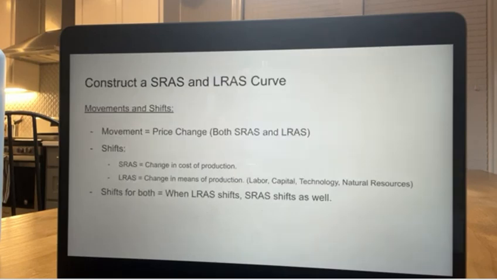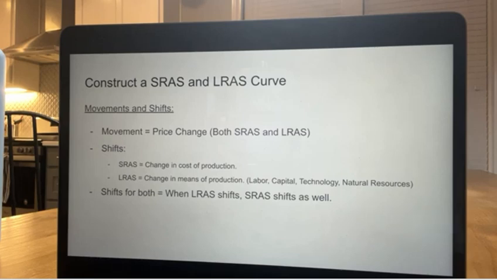So to construct a short-run aggregate supply and long-run aggregate supply curve, there are movements and shifts. A movement comes from price change. This is in both the short-run aggregate supply and long-run aggregate supply. The shifts for short-run aggregate supply are due to a change in the cost of production. And for long-run aggregate supply, this is due to a change in the means of production. So this could be labor, capital, technology, or natural resources. And then a shift for both is when the long-run aggregate supply shifts, the short-run aggregate supply shifts as well.